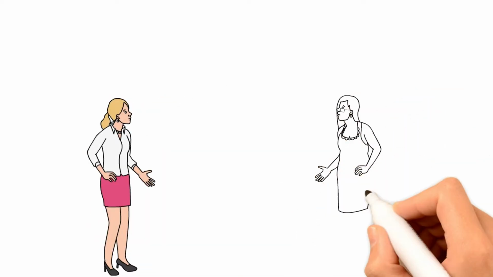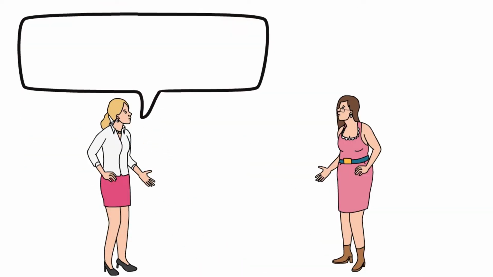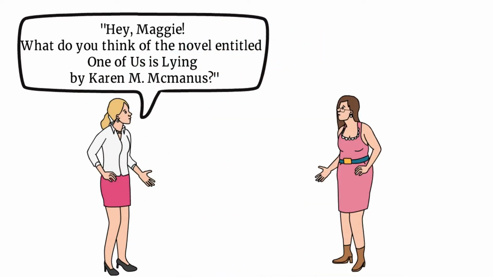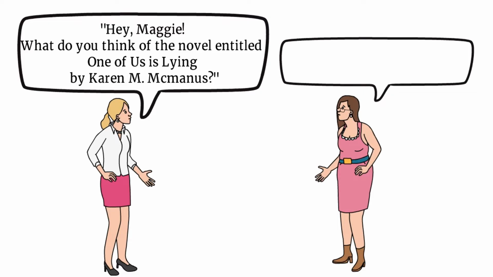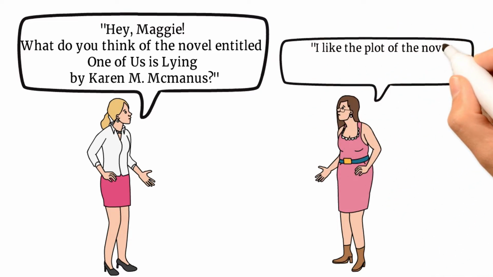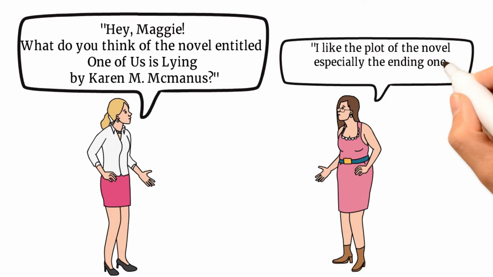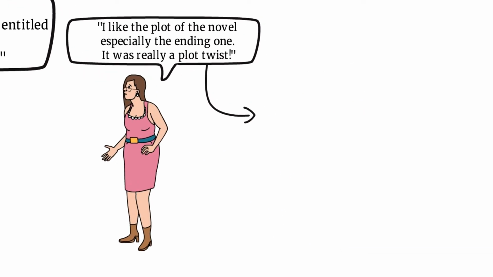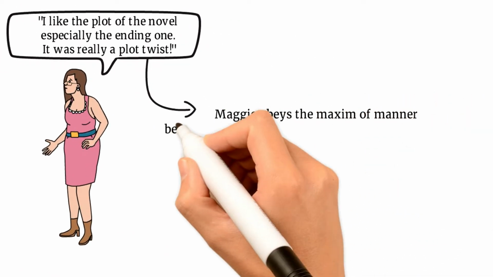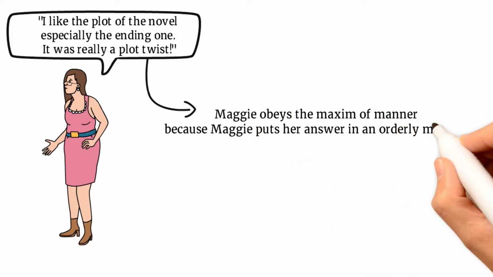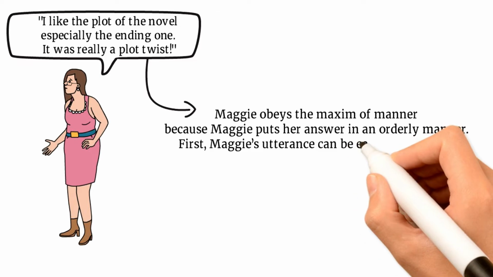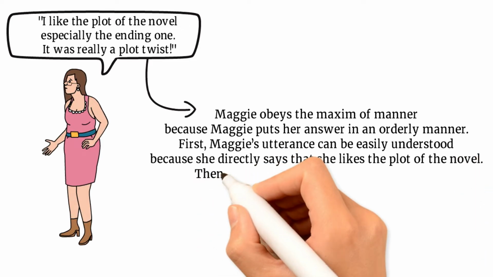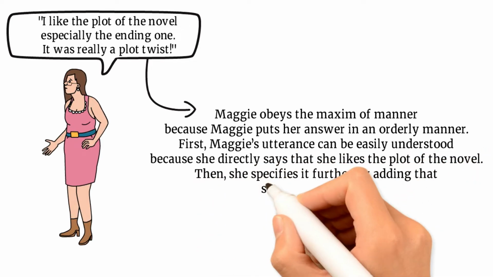In this conversation, Veronica asked Maggie, "Hey Maggie, what do you think of the novel entitled One of Us is Lying by Karen M. McManus?" Then, Maggie answers that she likes the plot of the novel, especially the ending one, because it was really a plot twist. In the conversation, Maggie obeys the maxim of manner because Maggie puts her answer in an orderly manner. First, Maggie's utterance can be easily understood because she directly says that she likes the plot of the novel. Then, she specifies it further by adding that she likes the ending.